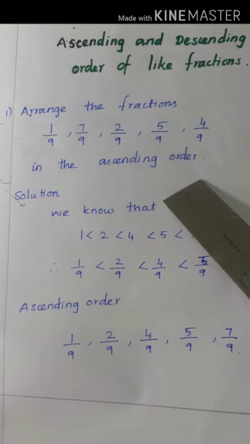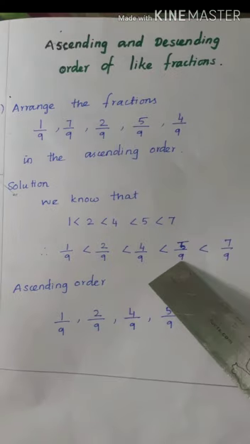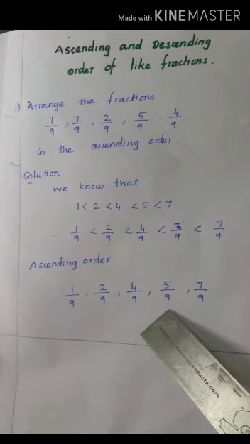Here all the denominators are same. So look at the numerators alone. We know that 1 is less than 2 and 2 is less than 4 and 4 is less than 5 and 5 is less than 7. So 1 by 9 is less than 2 by 9. 2 by 9 is less than 4 by 9. And 4 by 9 is less than 5 by 9. And 5 by 9 is less than 7 by 9. So your answer is 1 by 9, 2 by 9, 4 by 9, 5 by 9, then 7 by 9.